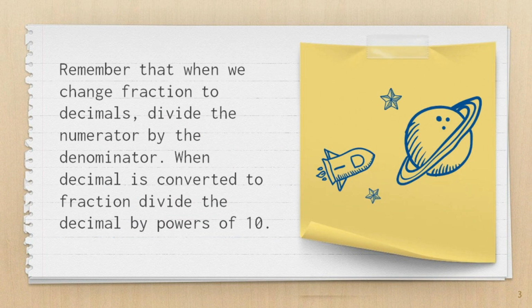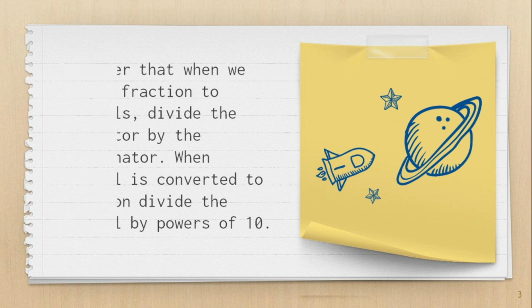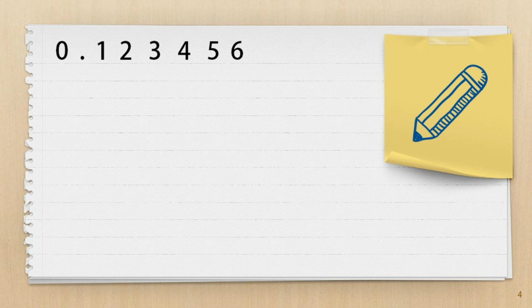So bago tayo magsimula, let's remember this: when we change fraction to decimal, we divide the numerator by the denominator, and when decimal is converted to fraction, divide the decimal by powers of 10. Maiintindihan natin yan sa mga example mamaya. Bago tayo mag-start sa learning task number 1 sa module nyo, magkaroon muna tayo ng recall sa place value. Ang location ng number sa decimal number ay meron siyang value depende sa location niya.